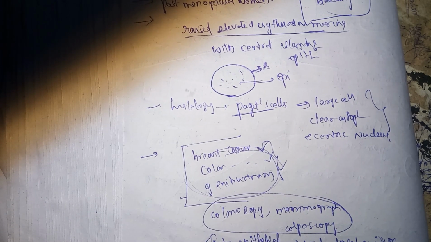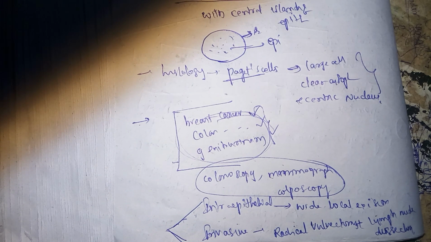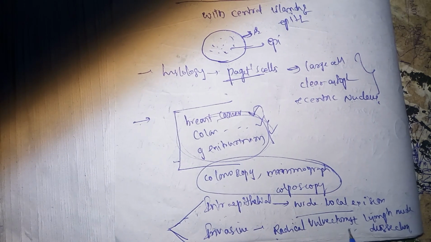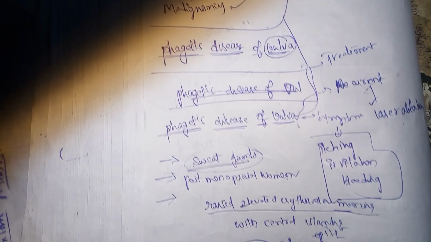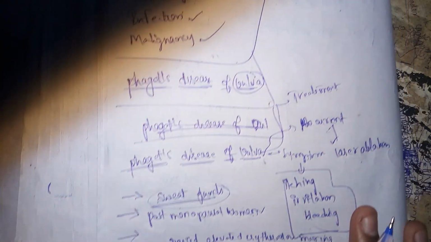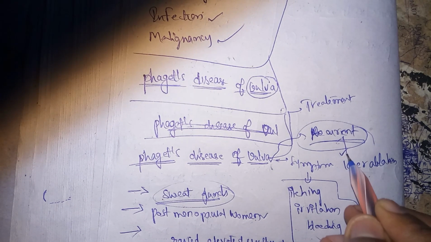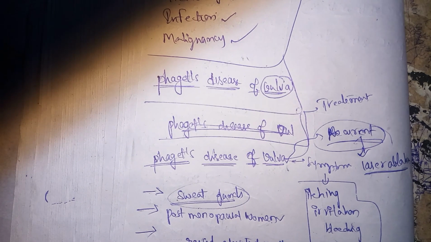Basically, this Paget disease is of two forms: intraepithelial and invasive. In the intraepithelial form, the treatment is wide local excision. In the invasive type, you will do radical vulvectomy plus lymph node dissection. This Paget disease has a high rate of recurrence. The treatment option we have for recurrence is laser ablation. This is about Paget disease.